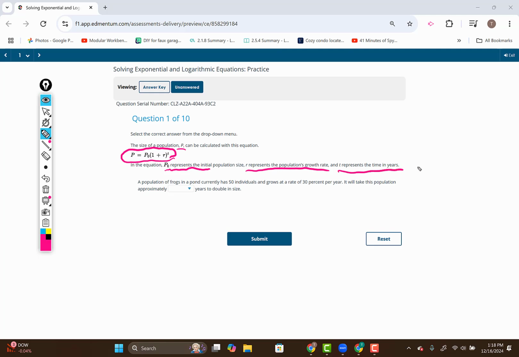A population of frogs in a pond currently has 50 individuals and grows at a rate of 30% per year. It will take the population approximately how many years to double in size? So really nothing new with this problem that we've already discussed. The 30% is the easiest to identify. That is, of course, our R for this problem. The 50 individuals is our initial population of frogs. So we're starting with 50, so that's P sub 0.